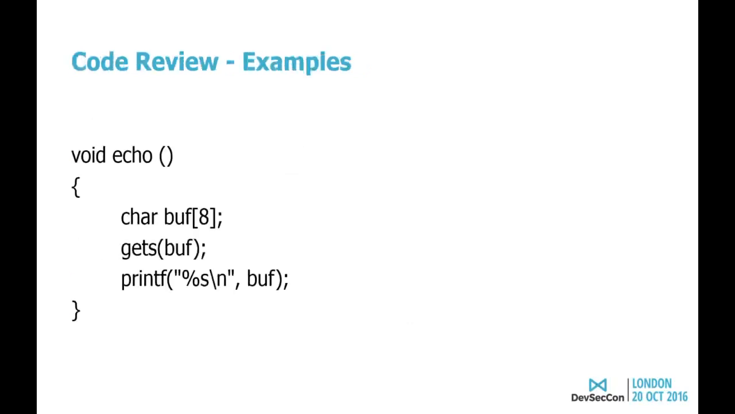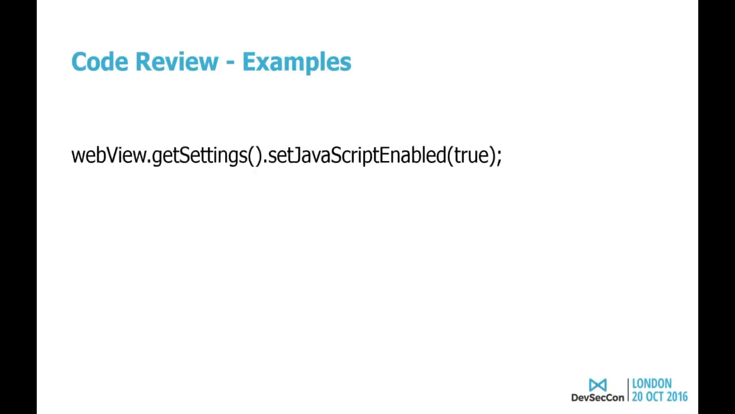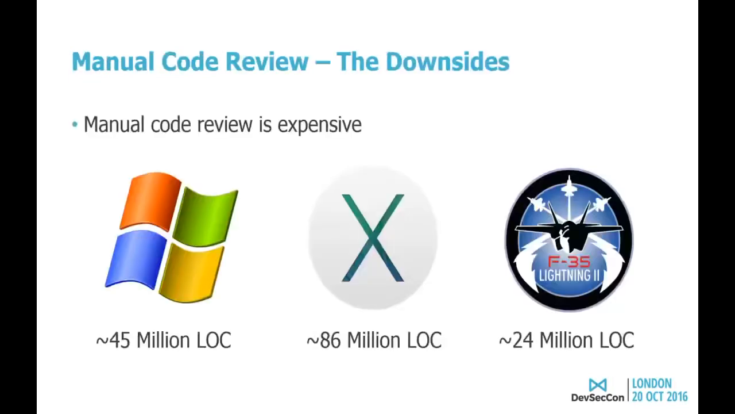In terms of doing manual code review, a couple of examples. Really basic buffer overflow here. No one's checking how much stuff is going into the buffer you've got there, so there's a potential for the overflow in the printf statement. And likewise, if we've got any Android devs in the audience, having JavaScript enabled on your Android web views generally doesn't end terribly well. Nice and easy to spot when you've got a couple of lines on the screen. When you're looking at large code bases, that starts getting very complicated and very expensive.